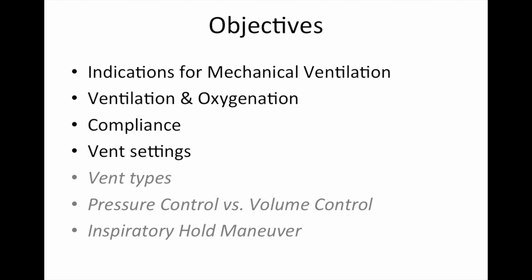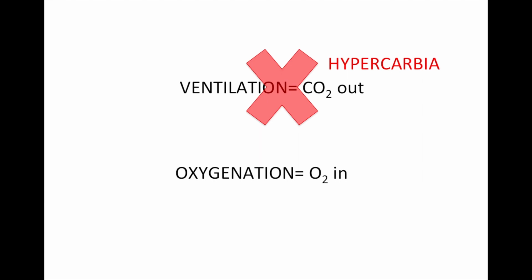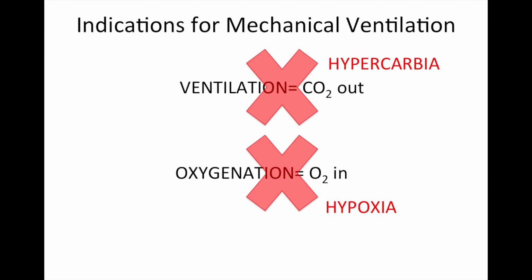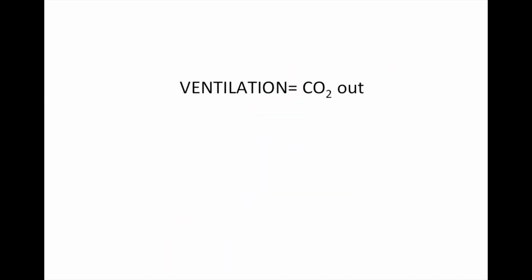So to review, the two major functions of the lungs are ventilation, which is the process of expelling CO2 out, and oxygenation, which is getting oxygen into the blood. When ventilation fails, we get hypercarbia, and when oxygenation fails, we get hypoxia. These both are indications for mechanical ventilation, but we can also have cases where the lungs are healthy, but other organs aren't working properly. For example, in neurological disorders where the respiratory drive is impaired, and in cardiac dysfunction, where the heart fails to pump oxygenated blood to the body, driving the lungs to work extra hard and eventually tire out.